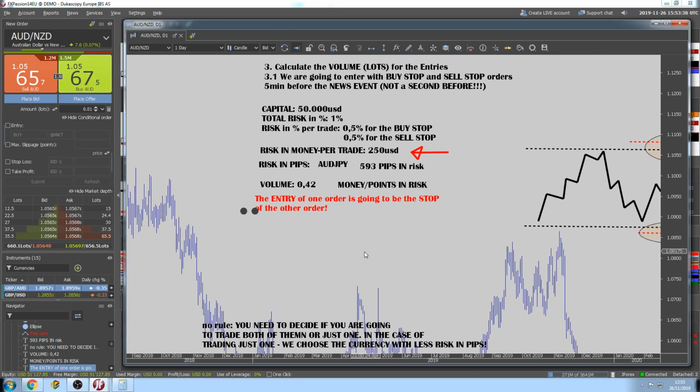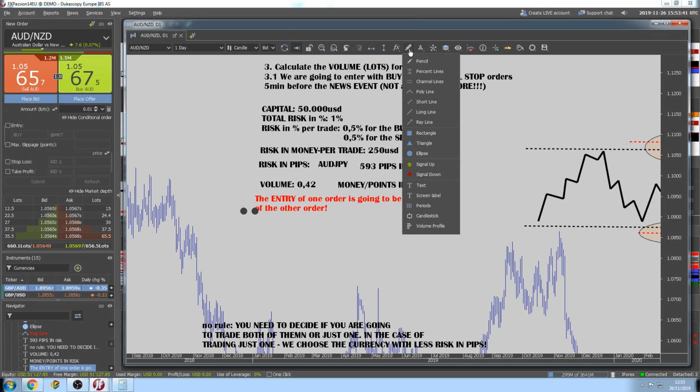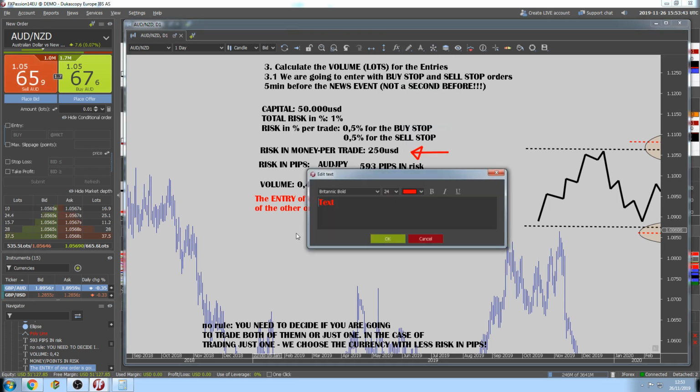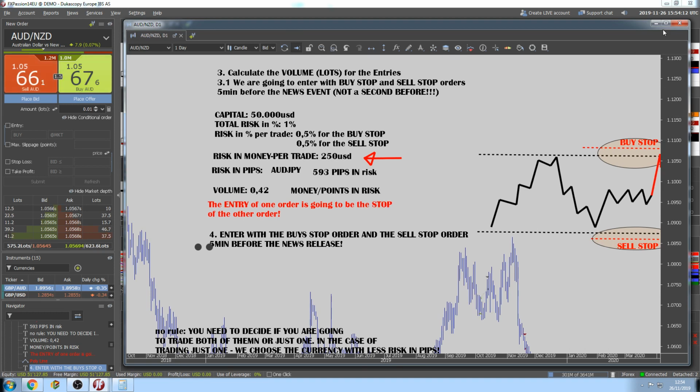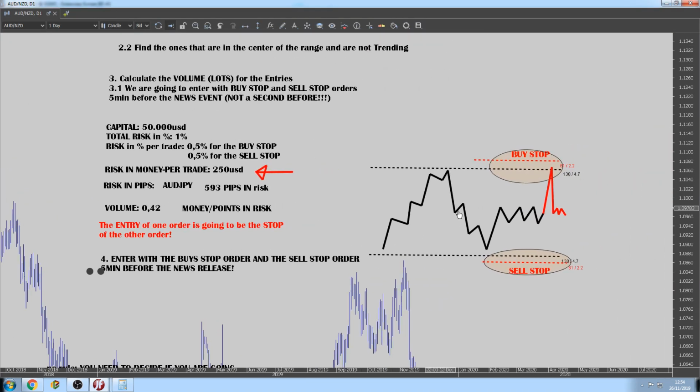The last one, everybody, the last one. So 1, 2, 3, 4, and the last stage is number 4. Enter with the buy stop order and the sell stop order 5 minutes before the news release. Okay, 5 minutes before the news release you enter with your buy stop, sell stop, and that's it.